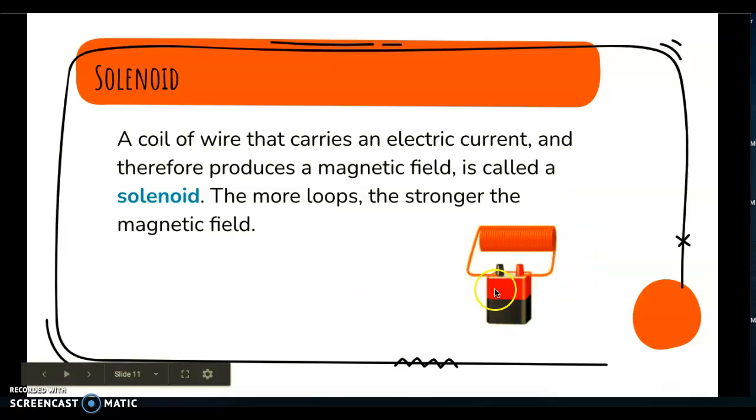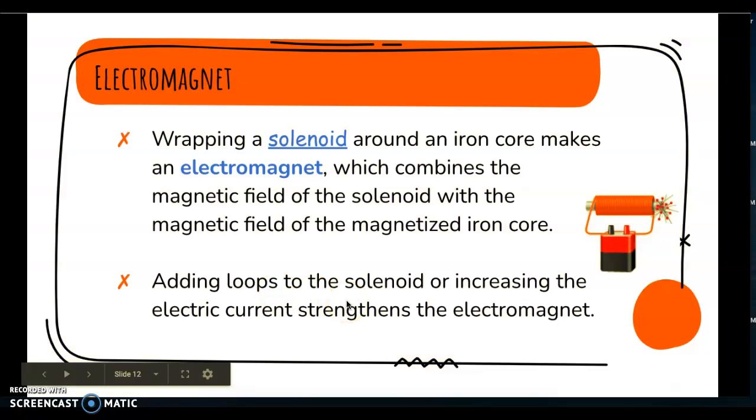And when we attach it to a battery, then we can add something and turn it into a magnet. So if we wrap that coil around an iron core, or something that's made of iron, then we make that electromagnet. And that combines our magnetic field and our solenoid with the magnetic field, and it makes our iron core magnetized. So it can actually pick up things that are made of iron because now it is magnetized. So the more loops that we add increase the electric currents, and it makes it stronger in our electromagnet. So if we have just a few, we might not have it as strong as if we had a lot of them.